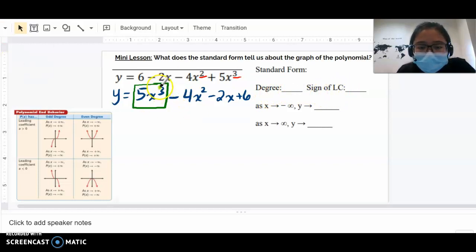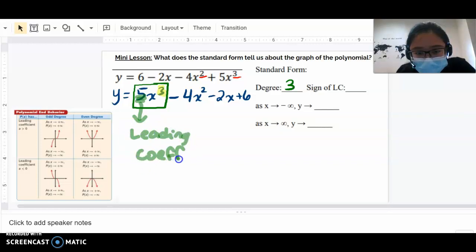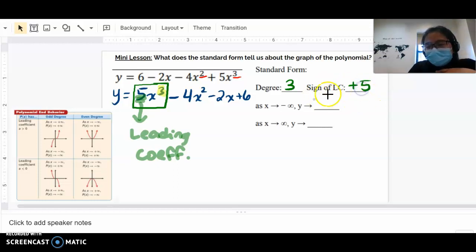Now, when I'm talking about degree, I'm talking about this exponent right over here. So when I fill this out, I'm actually going to write 3 for the degree. Now, we have to look for the leading coefficient. And the leading coefficient is just this number right in front, this 5 right over here. Okay, so when I fill that out, since this is just asking for sign of LC, you can write either a positive or a positive 5, right?